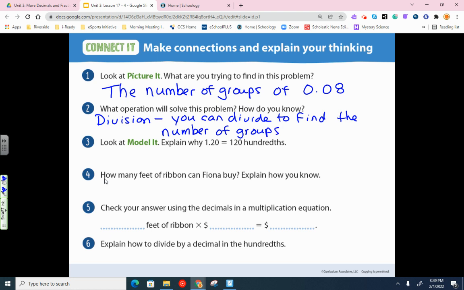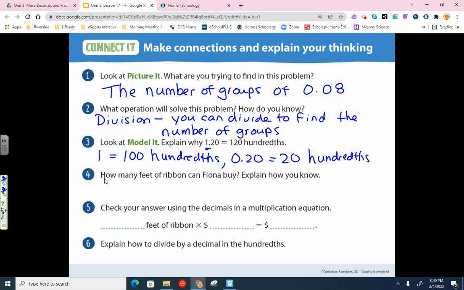Number 3, look at model it. Model it is kind of the method we used. Explain why 1 and 20 hundredths is 120 hundredths. Because one whole equals 100 hundredths, and then this part, the 20 hundredths, equals literally 20 hundredths. So the grand total of those together is 120.